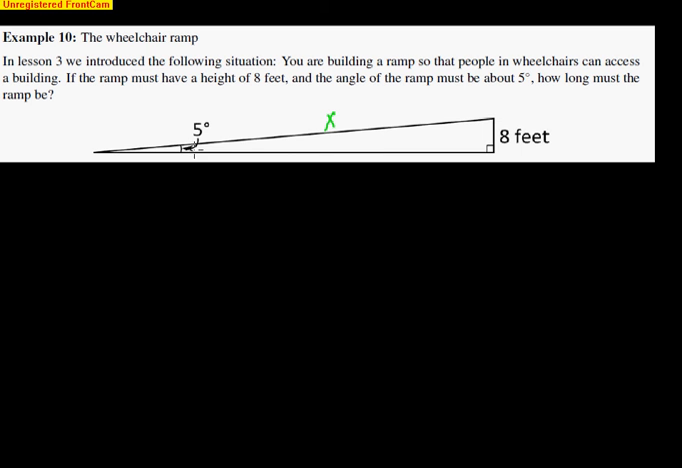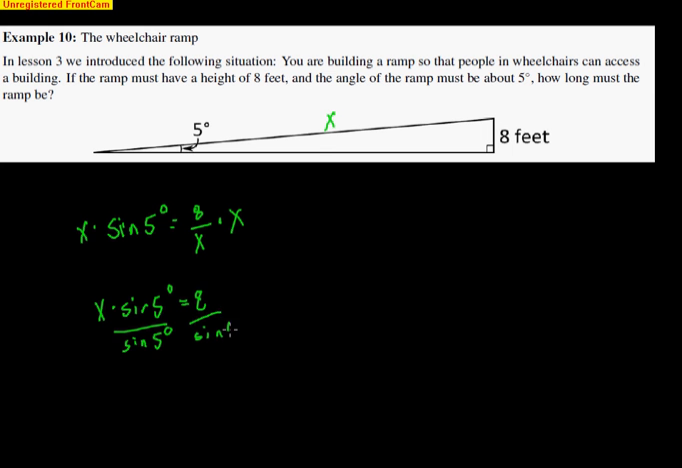So let's see here. Based on 5 degrees, the 8 is the opposite. x is the hypotenuse. So that's going to be sine. So sine of 5 degrees equals the opposite, 8, divided by the hypotenuse, x. So I'm going to multiply both sides by x, and I get x times sine of 5 degrees equals 8. I'm going to divide by sine of 5 because that is just a number. I can use my calculator to find it. So using my calculator, 8 divided by sine of 5 is 91.79 feet. And that is the value there.